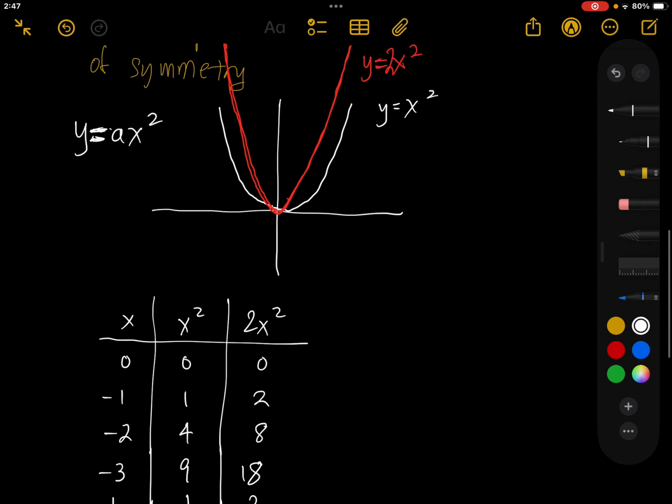So if you have a point on y equals x squared, like 1 comma 1, when x is 1, 2x squared is going to be 2. So there's the point 1 comma 1 on x squared, but on y equals 2x squared, there's the point 1 comma 2. So what you're doing to get from x squared is you're doubling the y values.